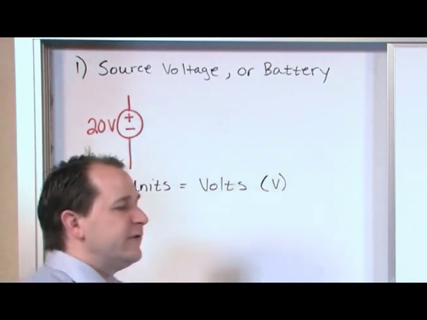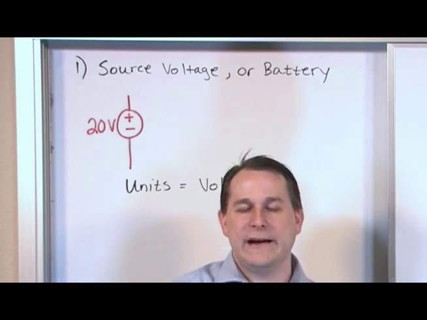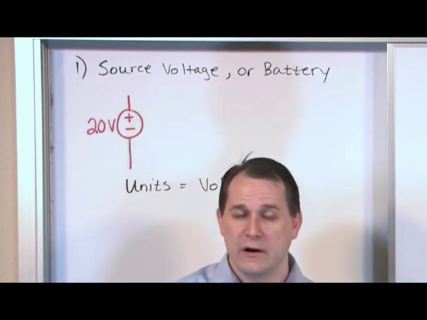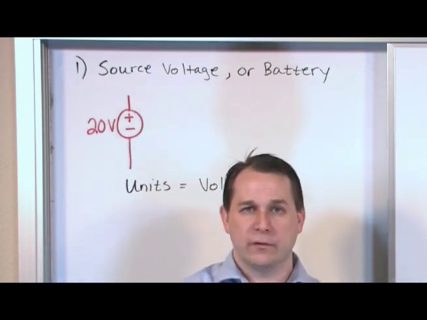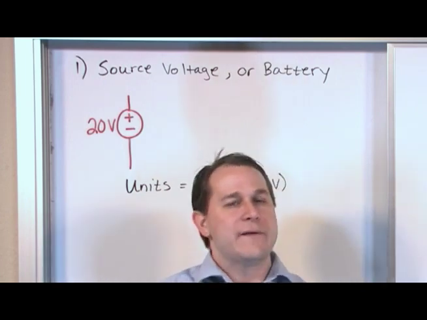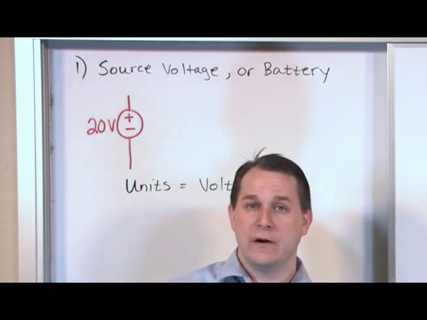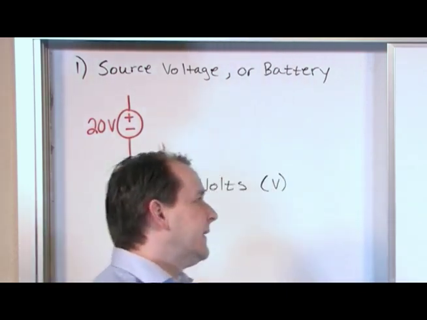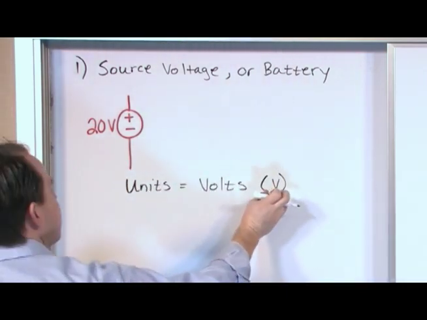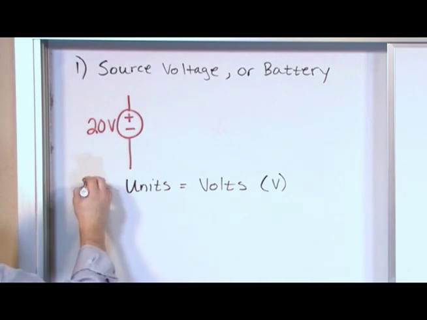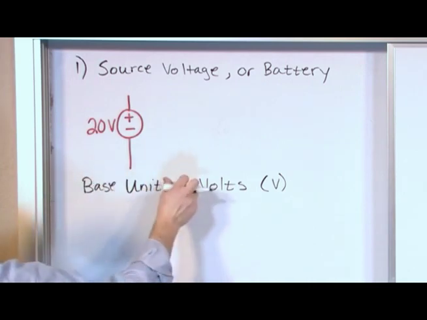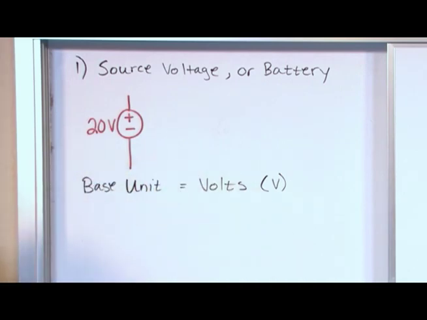So this is volts, but just keep in mind that if you have a really teeny tiny source, you might be talking about millivolts, or microvolts, or nanovolts, or something really, really small. If you have a very large source, very high voltage, you might have kilovolts, or megavolts, or even gigavolts, or something like that. So you're using the metric system, but the base unit is the volt, all right?